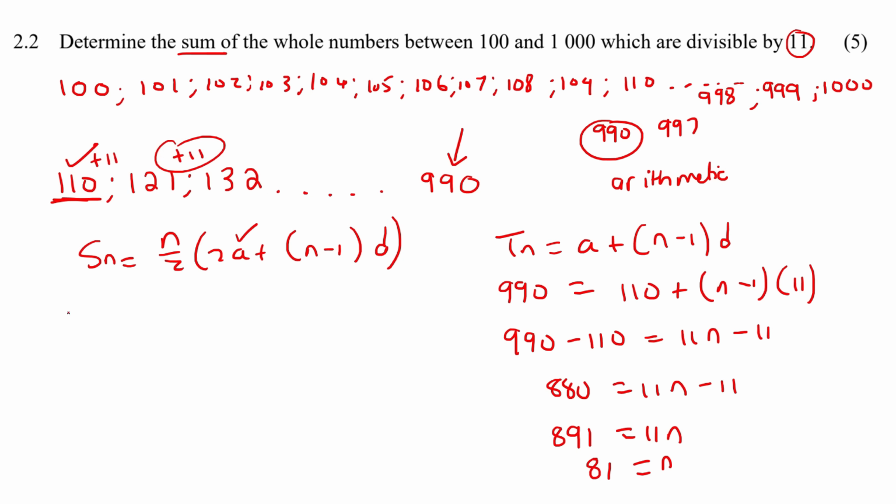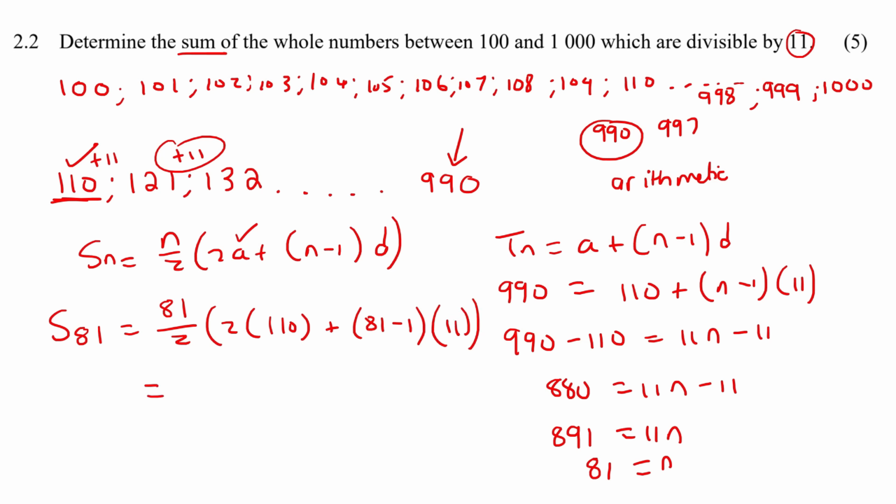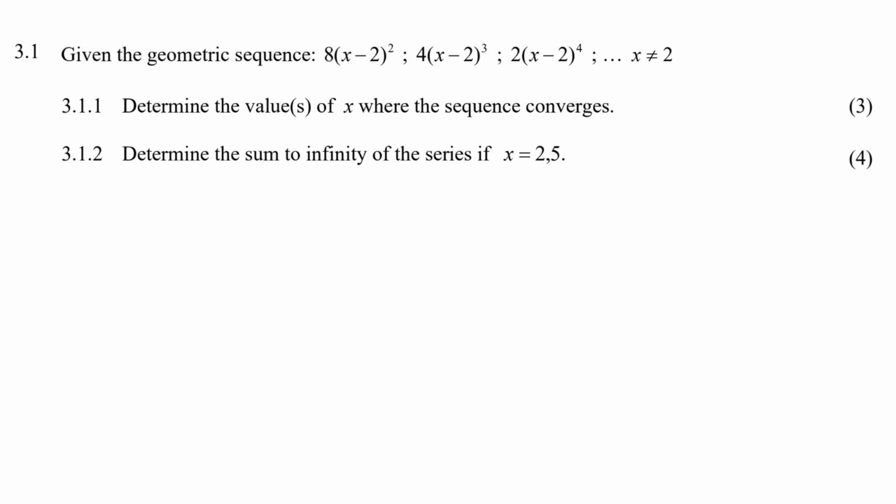Okay? So we can say the sum of 81 terms, so a is 110, 81 terms, and then the common difference is 11. And you can just type that on the calculator, and that'll be 44,550.